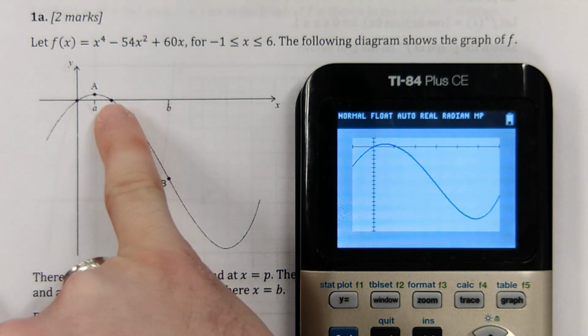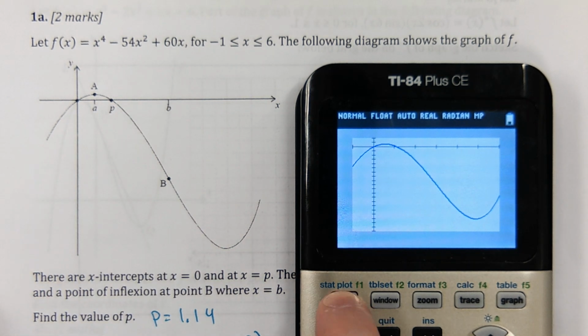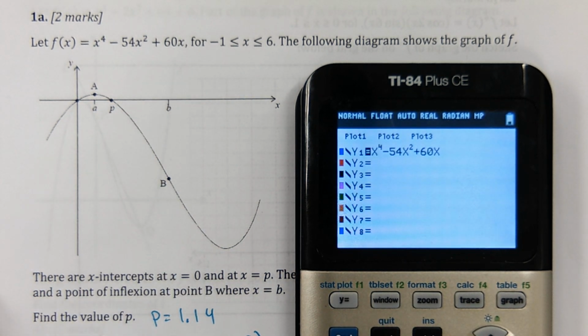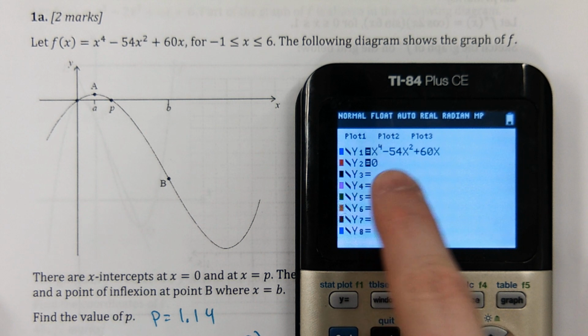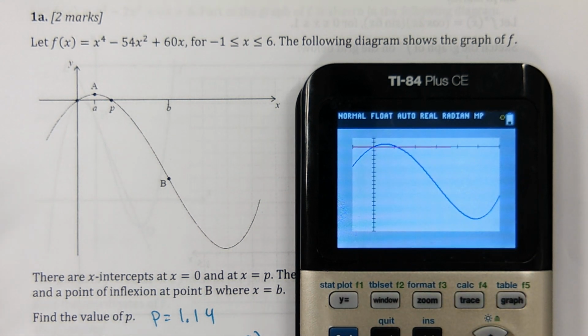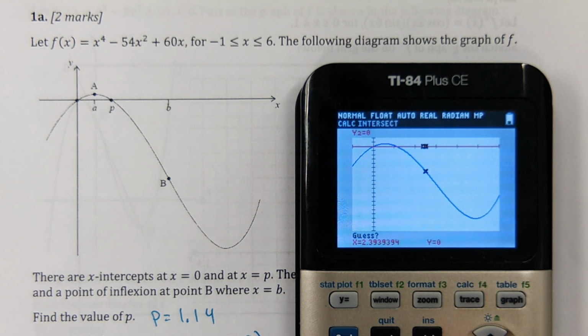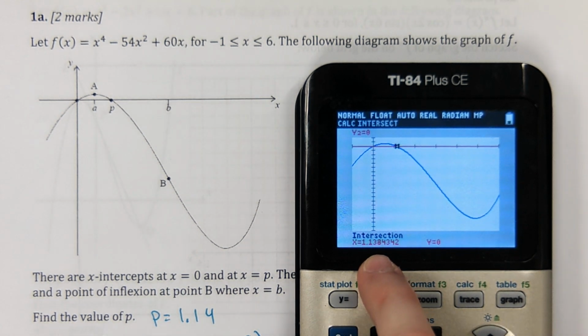Well, anyway, we're supposed to be trying to find that point, which is a 0. So I could just use second trace 0, but I would rather set the second line equal to 0 and do second trace intersect. It's just a little bit faster. Second trace intersect is 5, because then I can just say yes, yes, and scroll over to the answer and hit enter. And it's going to give me the x coordinate of 1.138, which is why I have 1.14.